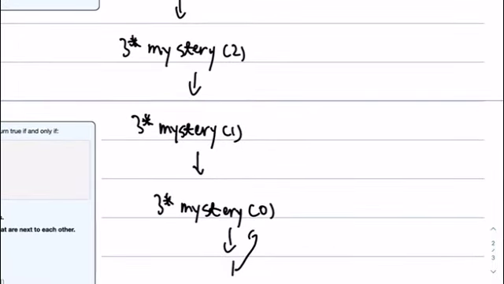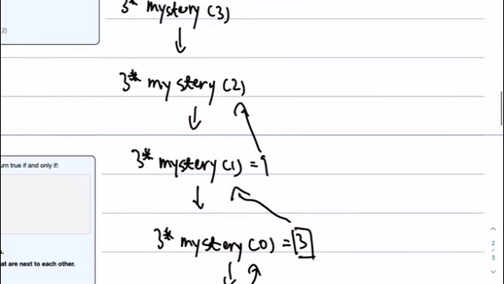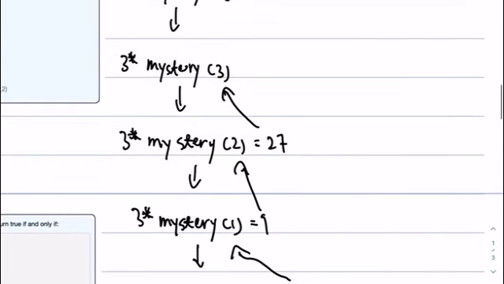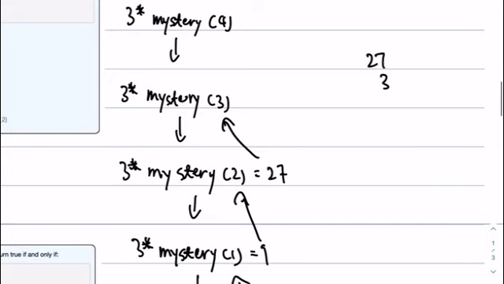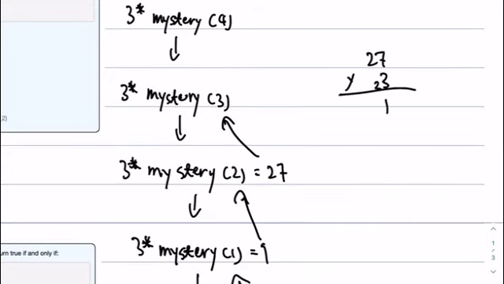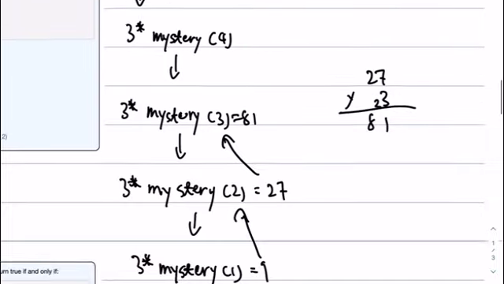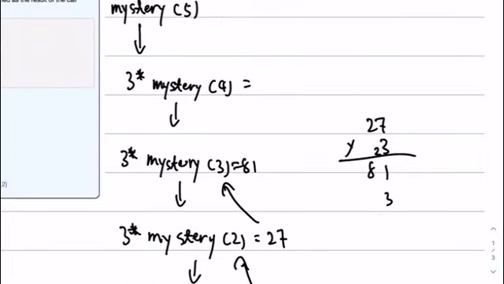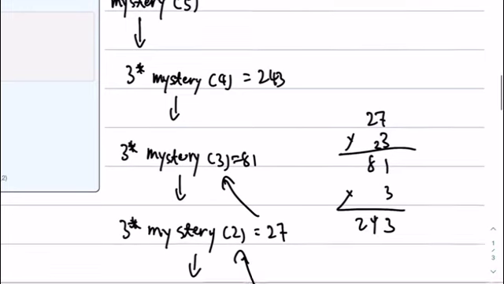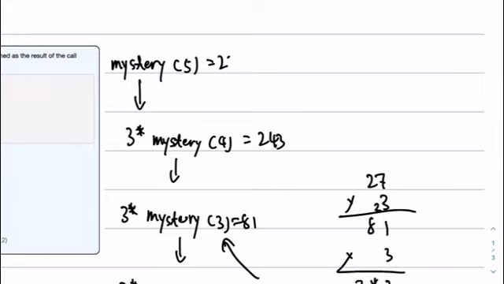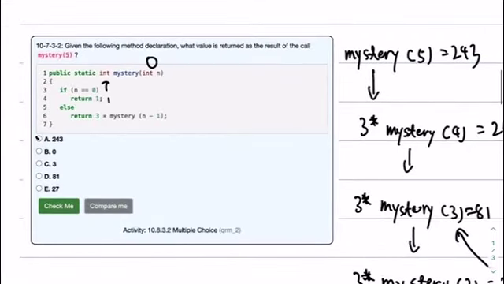And so if we substitute into this whole equation, it will equal 3. And if we substitute 3 into mystery 1, this equation will be 9. And if we substitute that into that, 9 will be 27. And sorry, my math is really bad, as you can probably see. So 81. And 3 times 81, and so the answer here should be 243. And so yeah, A should be the answer.